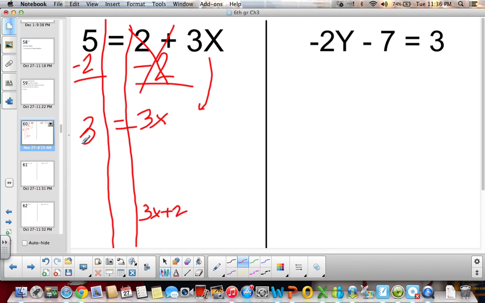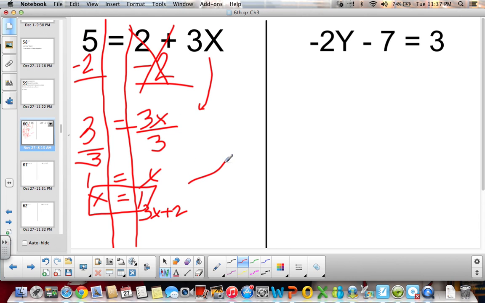Now we divide each side by the coefficient. Our coefficient is 3. So we divide both sides by 3. We get 1 equals x. We're going to flip it around so it's on the correct side and we read it correctly. x equals 1. Check: 2 plus 3 times 1, so 3 times 1 is 3, plus 2 equals 5, which is the same as 5, so it checks.